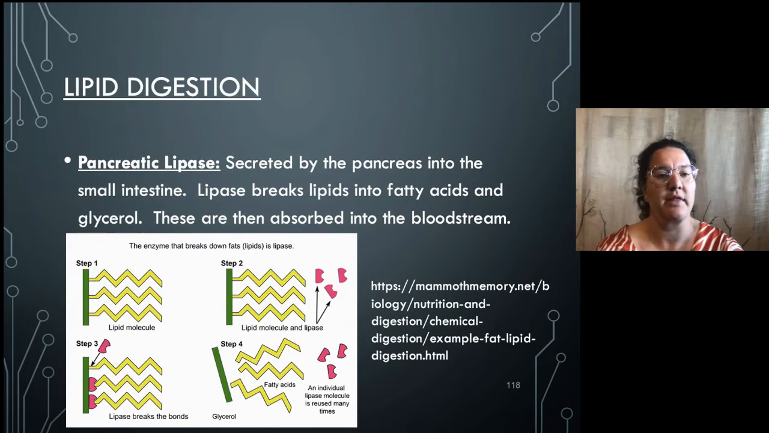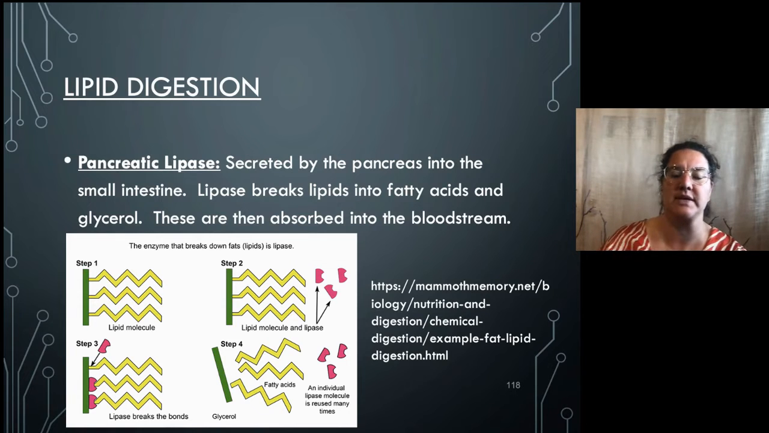And now if we remember that the lipids undergo some mechanical digestion by bile that's released from the gallbladder, the pancreas now releases pancreatic lipase. So again, lipase is the enzyme that acts on lipids. This is secreted by the pancreas into the small intestine, and it breaks the lipids down into fatty acids and glycerol, their components. And then these fatty acids and glycerol are able to be absorbed into the bloodstream for use by our cells.